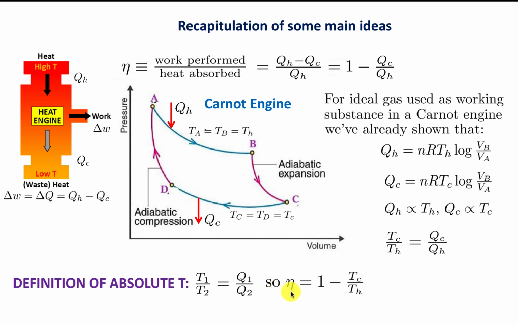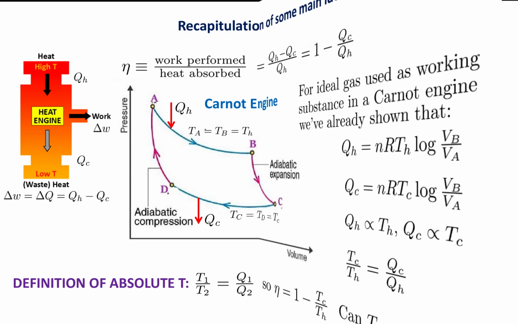This then enables us to simplify the efficiency factor over here as simply 1 minus the temperature of the cold reservoir divided by the temperature of the hot reservoir. Now, this eta, the efficiency, according to the second law of thermodynamics, always has to be less than 1. And so the second law of thermodynamics is telling you that Tc, the lowest temperature possible, can never be 0.